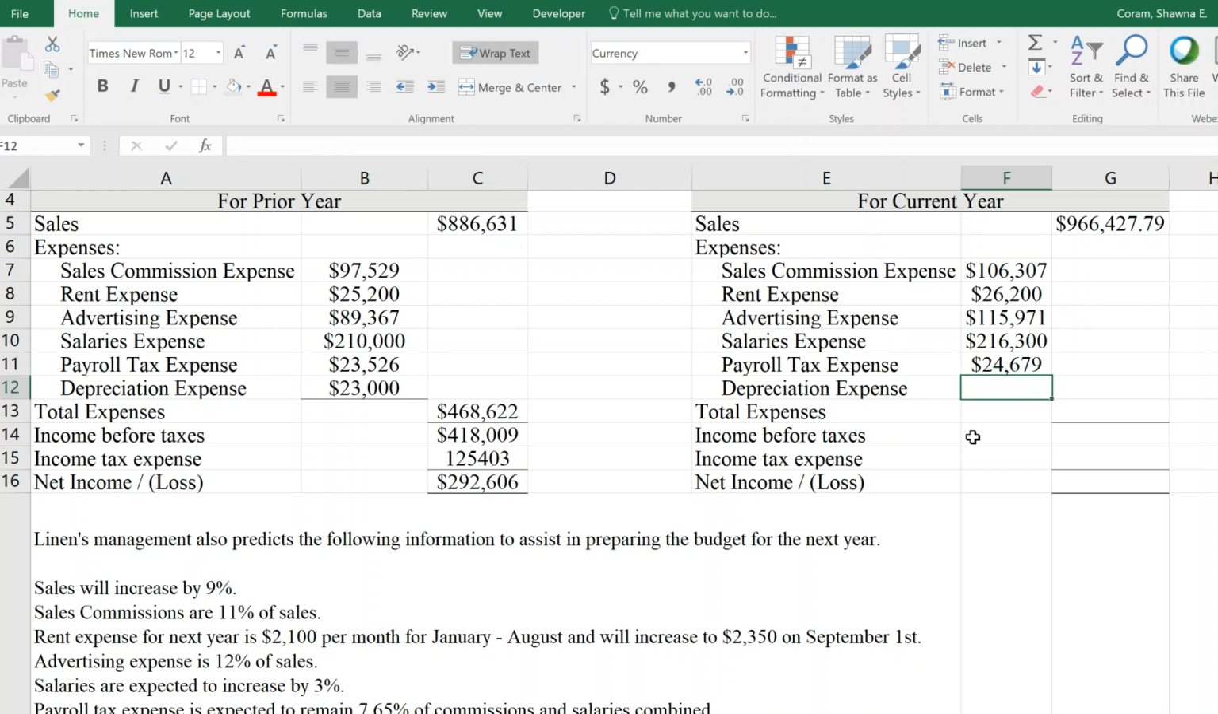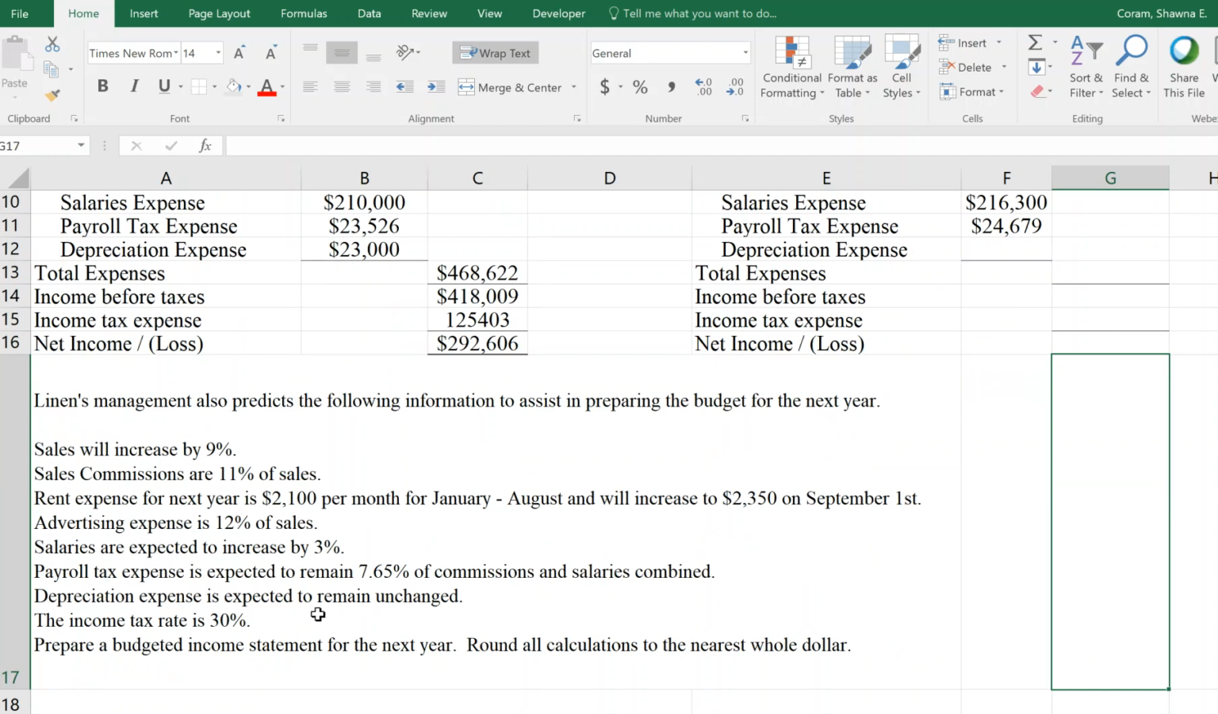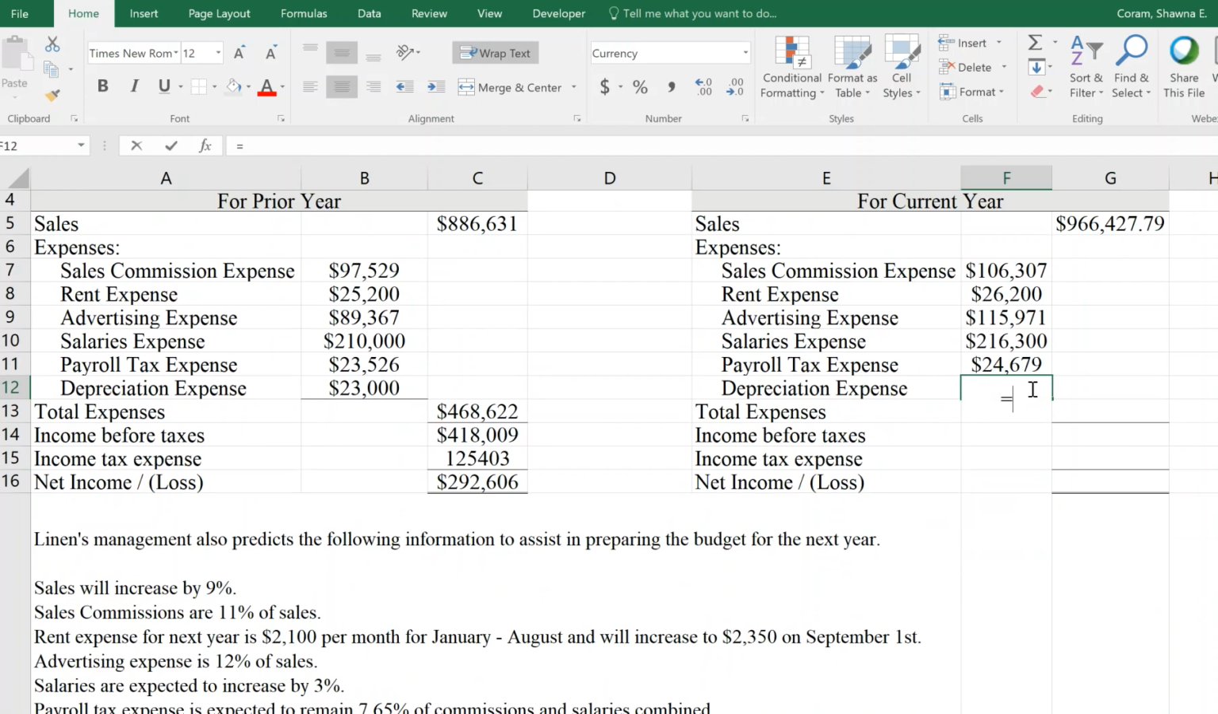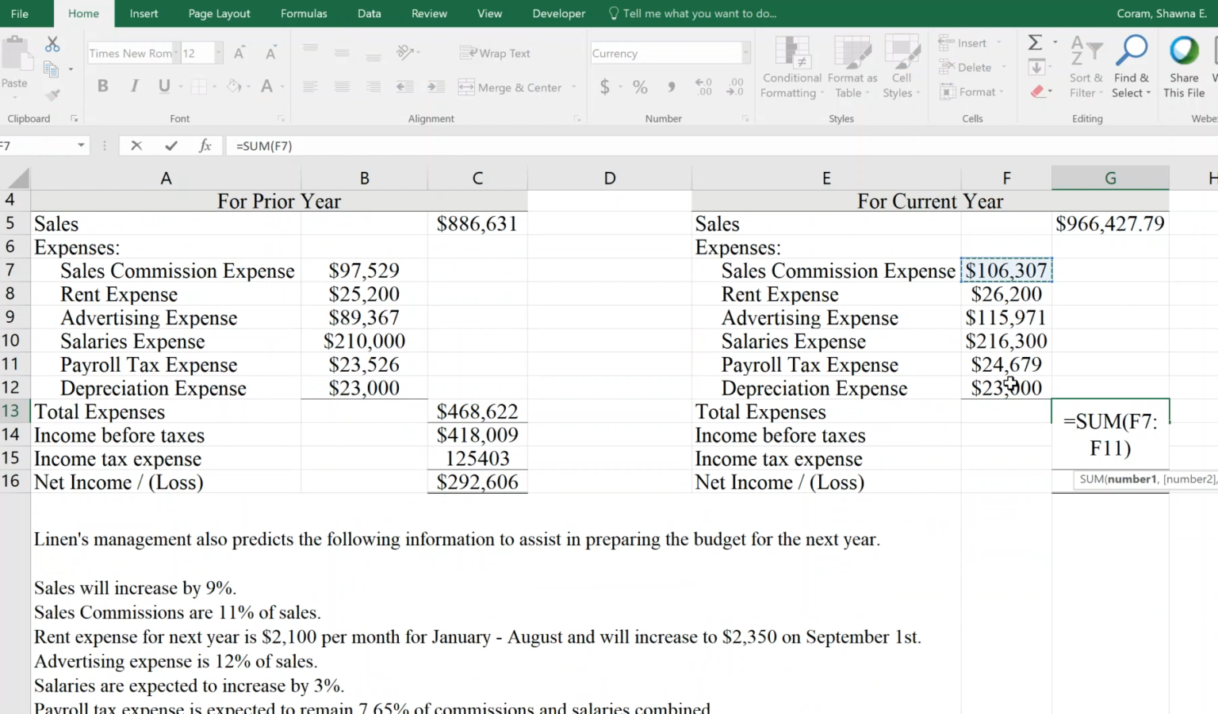Depreciation appears as though it's expected to remain unchanged. The last thing we're going to need is the income tax rate of 30%. So depreciation, we're going to grab the number here. Let's go ahead and total up all of our expenses. Pretty easy to do. If we add these together, you can see the answer that we get.